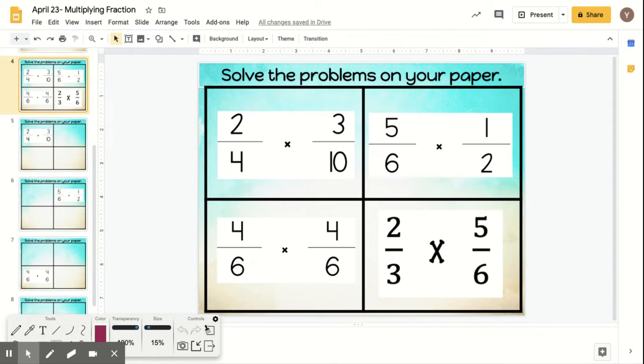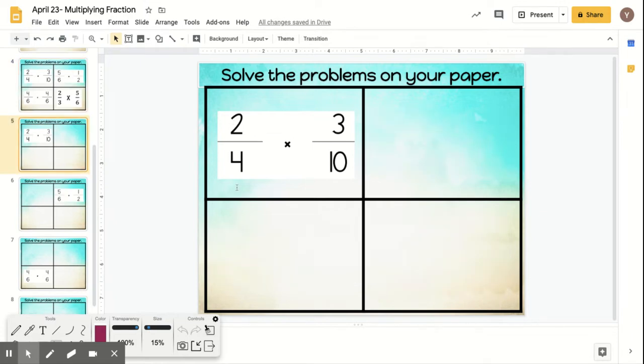Okay, now I'm going to solve each individual problem. Please check your work and verify that your answer matches mine. So we're going to start with the very first problem. 2/4 times 3/10.